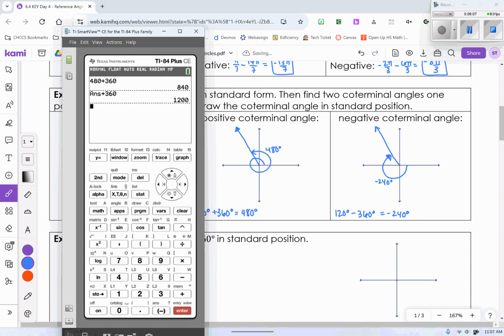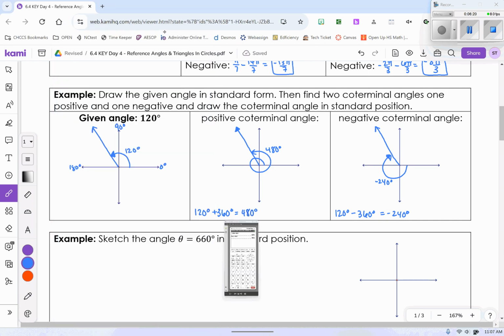And of course, we could keep going. So if we had negative 240 and subtracted another 360, that would be negative 600. And if we subtract another 360, negative 960 is also coterminal. So again, there's an infinite number of possible answers.